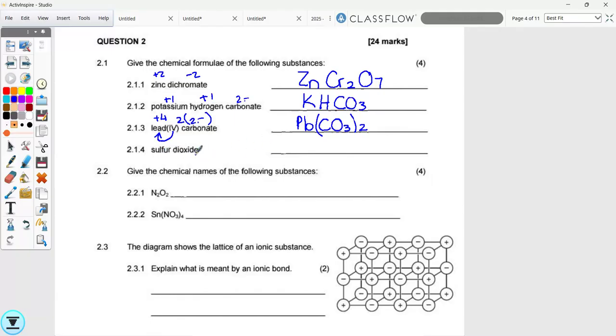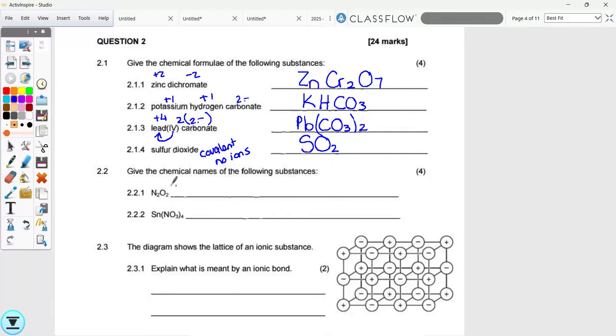Sulfur dioxide. So is this an ionic or a covalent substance? Covalent. So here we look at the name. So sulfur is just S. And dioxide means? So it's just SO2. If it's a covalent bond, are you going to put pluses or minuses? Okay, so whenever it's covalent, please remember there's no ions. So you cannot put a plus and a minus there. There are no ions.